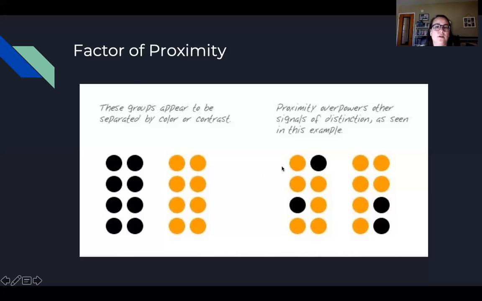So for example, here, we're not really seeing, oh, well, there's this orange shape and then these two black dots. We're seeing, nope, here is one set of dots and then here's another set of dots.